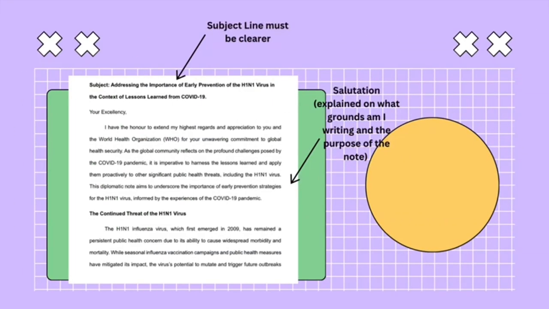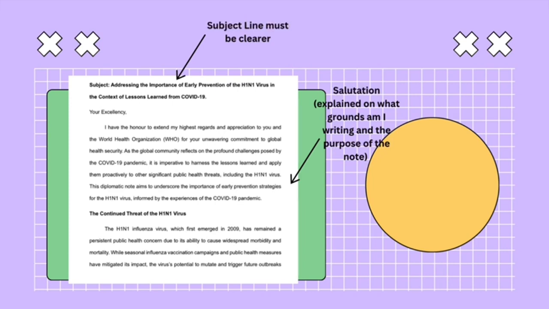Next, subject line must be clearer, like I explained before just now. Addressing the importance of early prevention of the H1N1 virus in the context of lessons learned from COVID-19. Next, you need to put a salutation, which is you need to explain on what grounds am I writing and the purpose of the note.